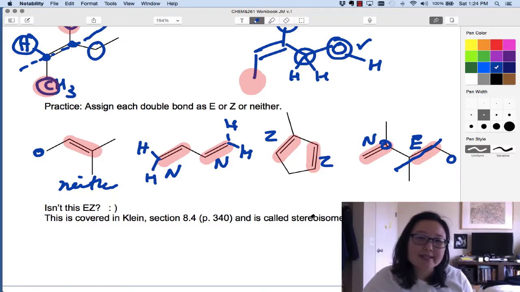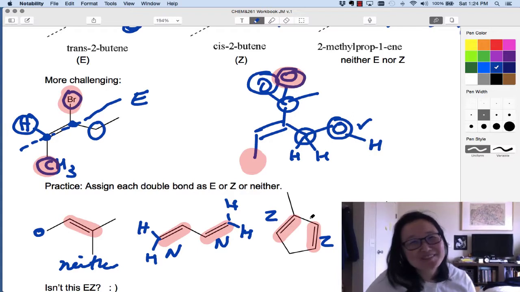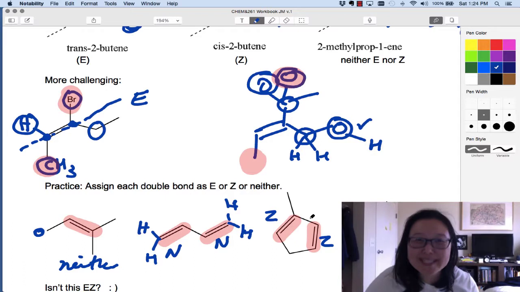All right, a lot of students get confused on this stuff, so don't take it for granted. It looks easy. E-Z, get it? Bad joke, sorry. But a lot of people have trouble with it at first, so pay attention to it.